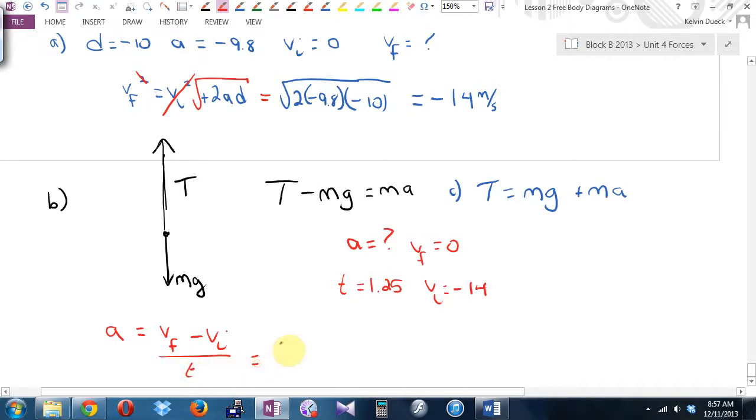So it's going to be 0 minus negative 14. I will have a minus minus, which is a plus, all over 1.25. And whatever you get there, put it right there, Dom, and then it's plug and chug. Is that okay?